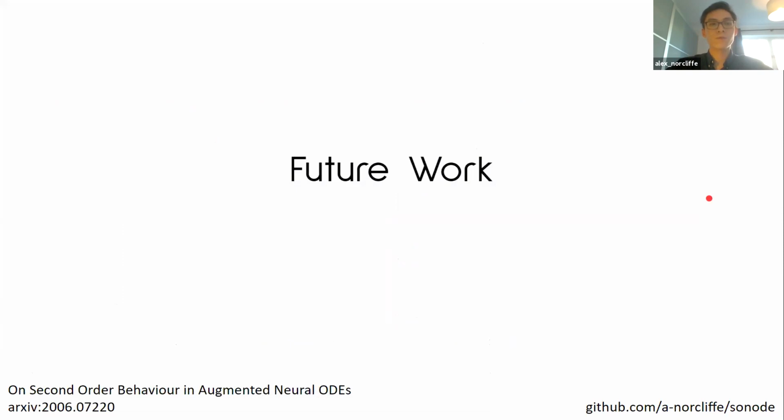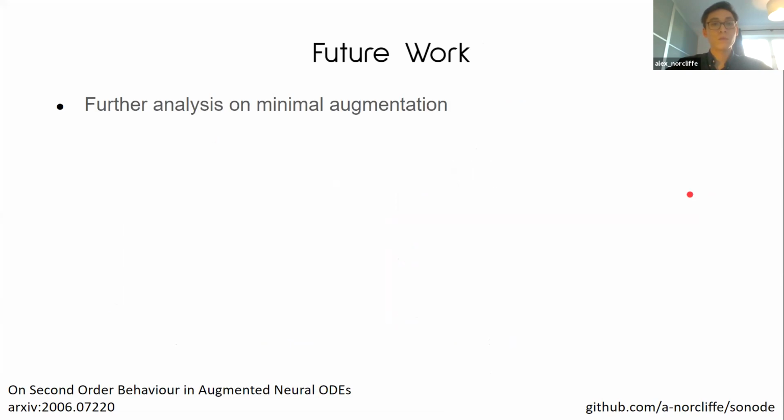Okay, so potential future work. What would be useful is some further analysis on minimal augmentation. We showed that it was possible, and we showed that for a particular 2D function, you only need one extra dimension. But I imagine for a 20-dimensional function, one extra dimension might not be enough. So it'd be useful to see what sort of limits can be placed on that, and whether that's dependent on what the function is and the dimensionality.